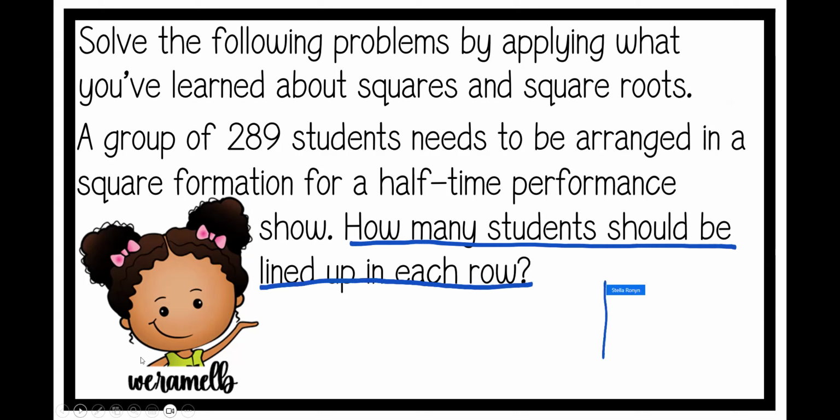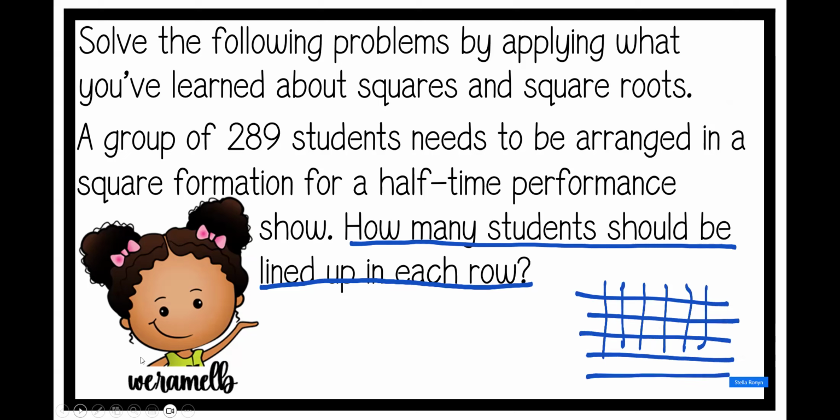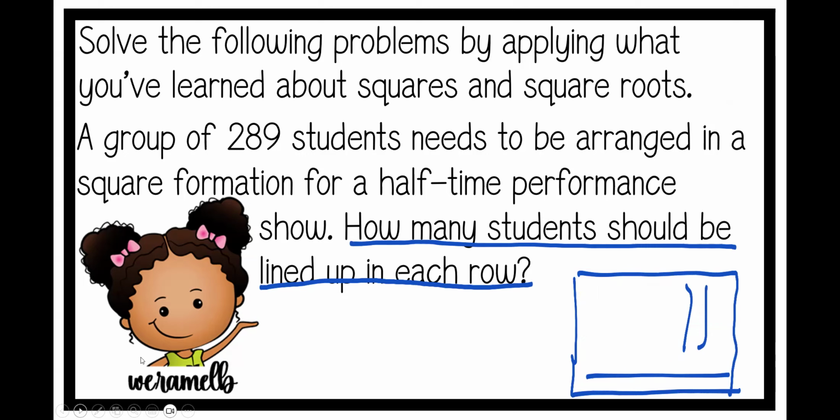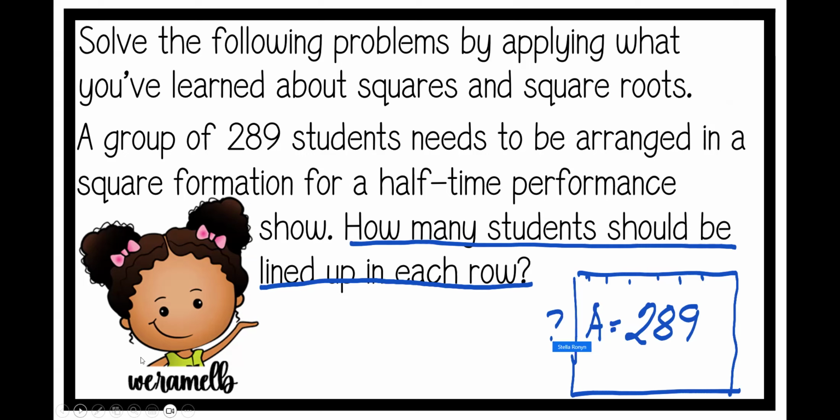If these are the different rows and columns, the columns and rows should be of the same number because it is a square, right? So how many students should be in different rows? It is supposed to be 289 in all in the square. So how many will be in one row or in one column? Oh, this is the area of that square. So it is asking me what is the side of this square.